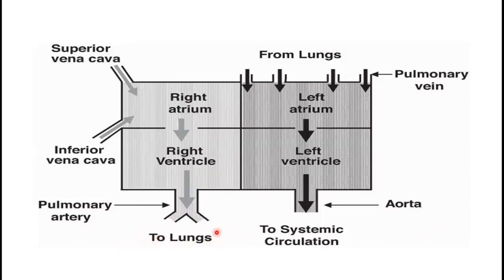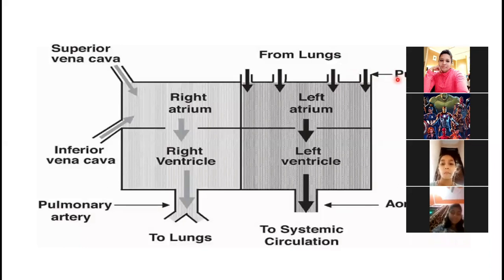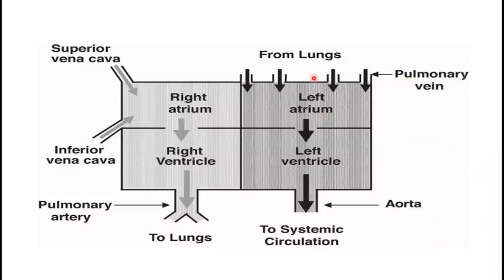In the lung, gaseous exchange takes place where oxygen from lung diffuses in the blood and carbon dioxide from the blood diffuses in the lungs. Then that oxygenated blood from lungs is again taken back to the left atrium through 4 pulmonary veins. Pulmonary term is related with lung. Pulmonary vein is that vein which takes the oxygenated blood from lungs to the left atrium of the heart.